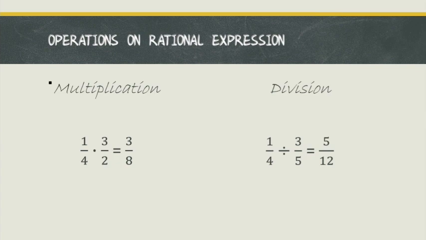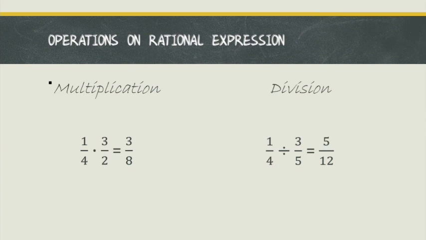Now for division, we have there 1/4 divided by 3/5, and the answer is 5 over 12. How did we come up with an answer of 5 over 12? We just simply cross multiply. We have 1 times 5, 1 times 5 is 5. 4 times 3 is 12. That's why we have 5 over 12.